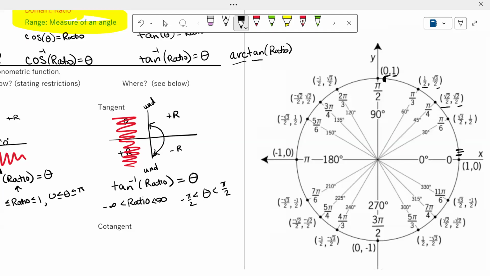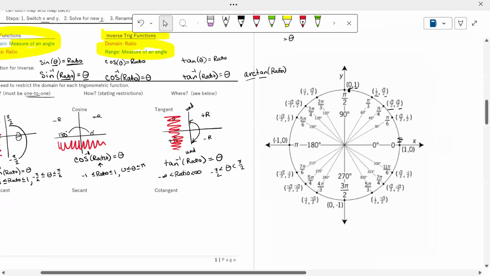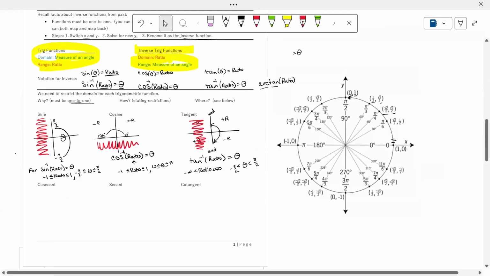Now, I don't have an or equal to sign there. And the reason I don't have an or equal to sign is because at pi over 2, the tangent is an asymptote. And at negative pi over 2, the tangent is an asymptote. So those actual angles don't have a corresponding ratio, okay? So if we restrict it to go from negative pi over 2 to positive pi over 2, we can have an inverse for the tangent function, okay? Now, it's interesting to note that for sine and for tangent, they have the same restrictions, okay?